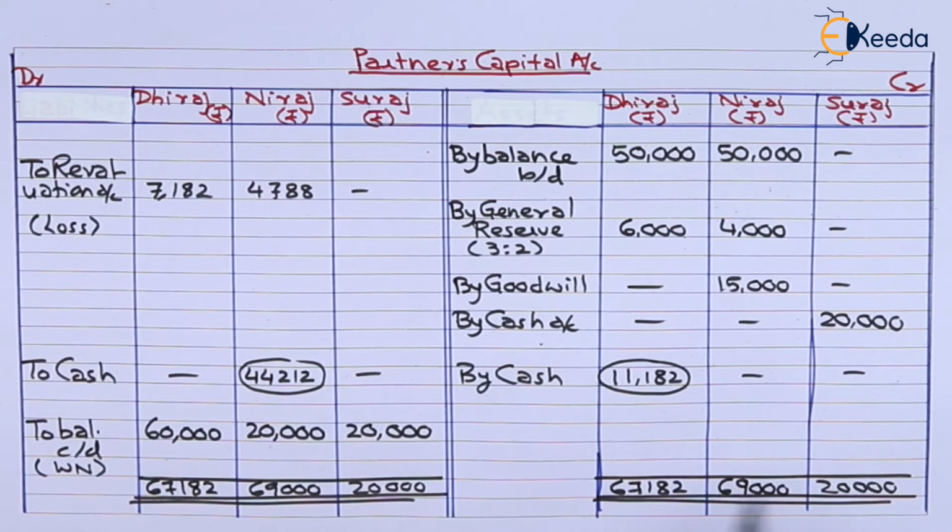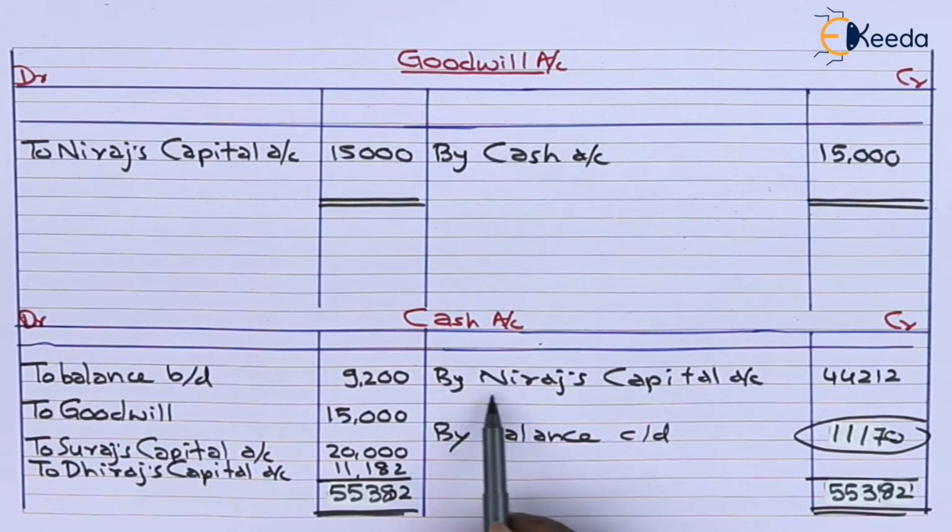Suraj 20,000, there is no difference on debit and credit. It is tallying. In case of Dheeraj, we got a balancing figure on the credit side, 11,182. This will be transferred to cash. That means he is required to bring cash 11,182 to match his new capital. In case of Neeraj, as there is excess capital, we got a balancing figure on the debit side, 44,212. This amount will be paid to him. So we have recorded here to cash 44,212. Now this will have an effect in the cash account. We have transferred the amount payable to Neeraj on the credit of cash account, 44,212. The amount receivable from Dheeraj is recorded on the debit side, to Dheeraj capital 11,182.